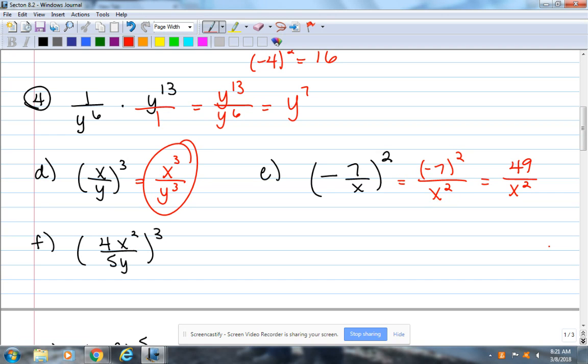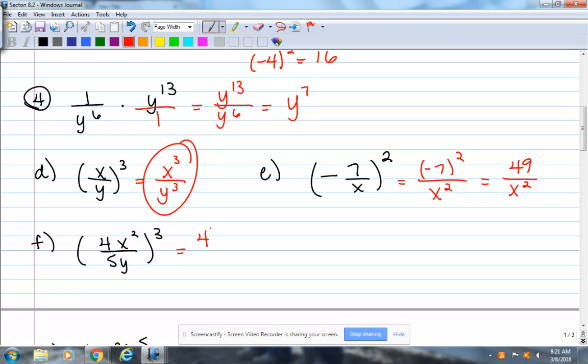All right, problem F starts to get slightly more complicated, but this one's still not really that bad. What does it mean if the whole fraction is in parentheses with the exponent? Everything gets the exponent. And what if they already have an exponent? You multiply them because it's power of a power. Very good. So it's going to be 4 to what power?